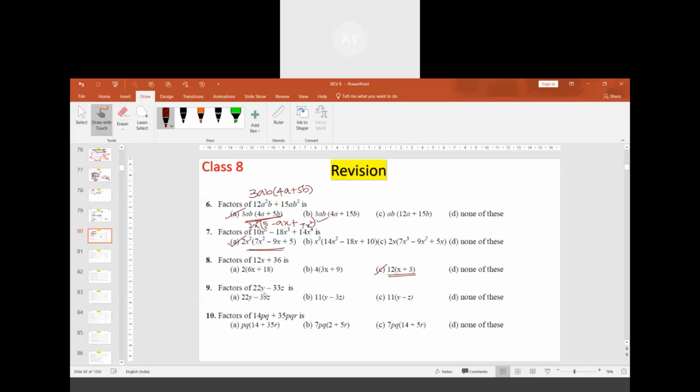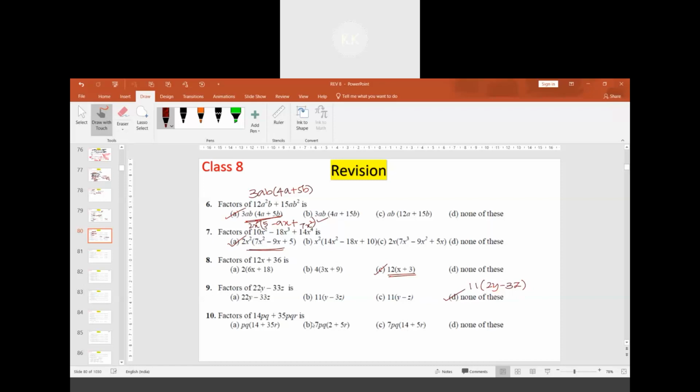Yes, sir. In the next one, it's a multiple of 11. If 11 is taken out, option B, 2... and option C, 3... none of these. Option D, none of these, sir. The actual answer is option D, none of these. 11 times of 2y minus 3z. It is not 11 comma, it is 11 times of (2y minus 3z). Option D, none of these.